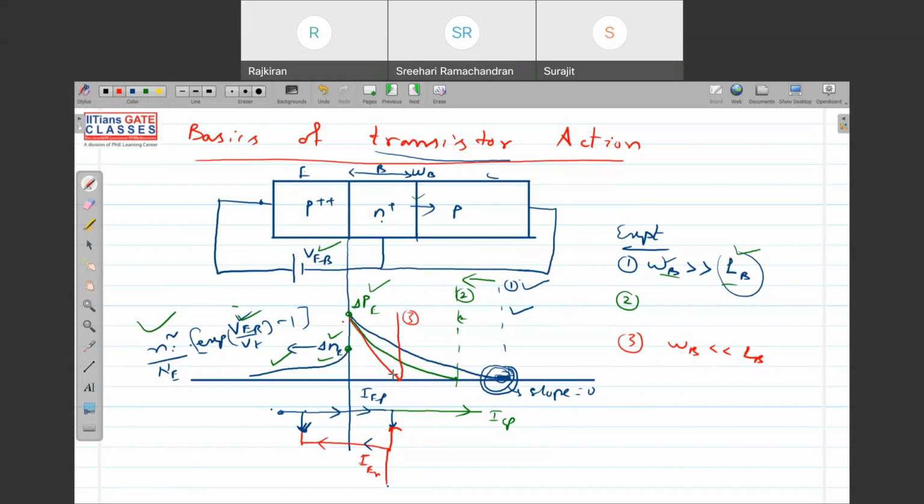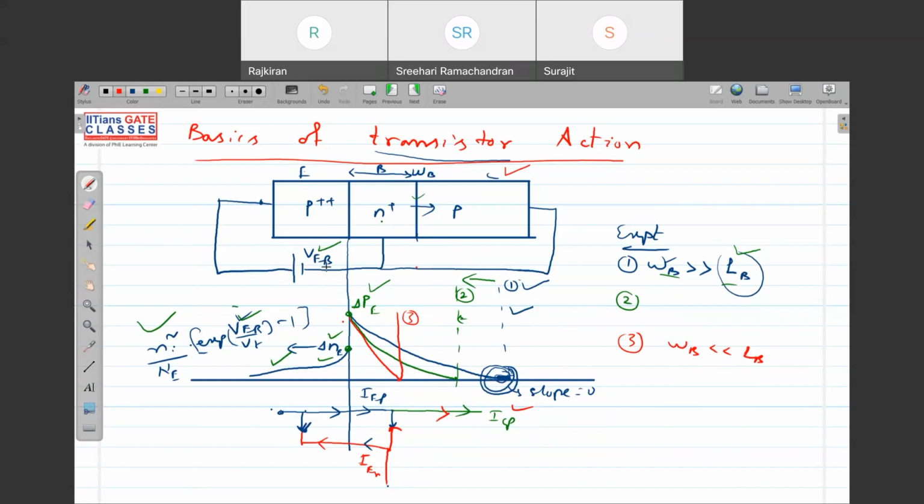In the third case, you see the slope; only some part of the holes is recombining. And since the slope is not zero, the majority of the holes will go to the collector. So it is giving me a current ICP. You can see that even if my collector-to-base junction is zero bias, there is no bias, there is a current ICP in the collector junction because of the forward bias in the base-to-emitter junction.